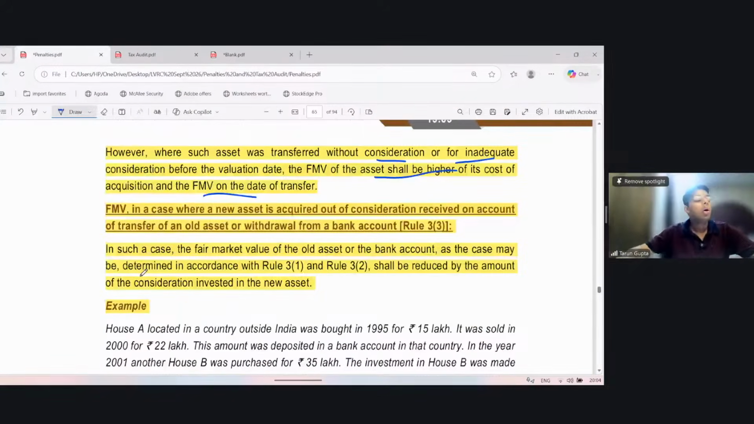Okay. Now, sometimes what happens is that the assessee sells one asset and purchases another asset. Now, in such a case, how shall the value be determined for the Black Money Act? So it says that there will not be double counting. So if the proceeds of sale of one asset, asset A, are utilized for the purchase of asset B, then while computing the fair market value of A, we will reduce the amount which was utilized for the purchase of asset B. Clear?